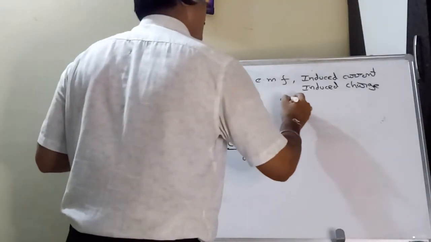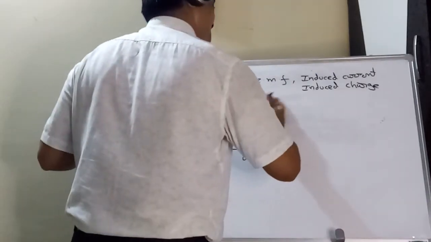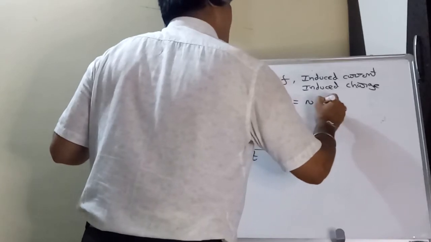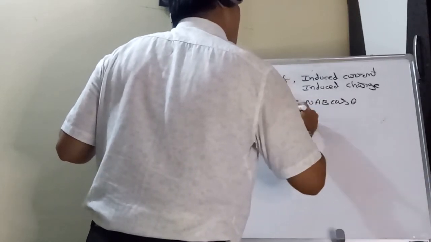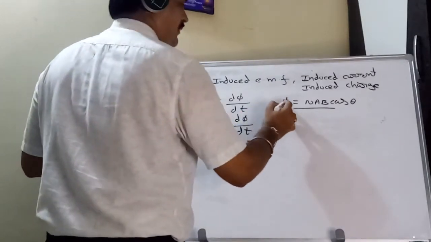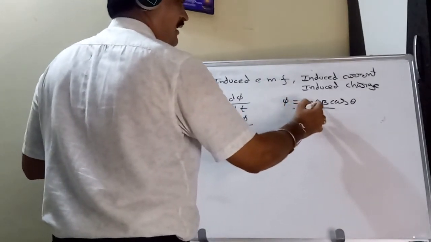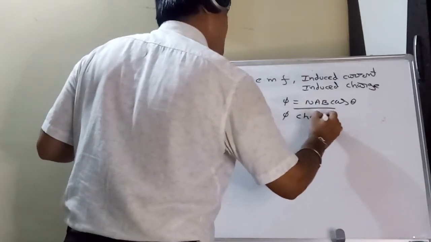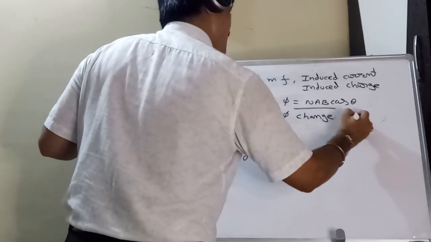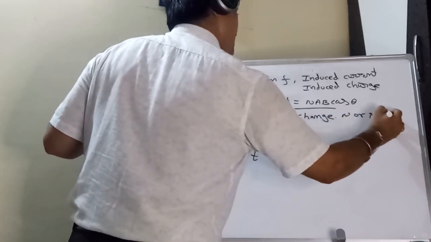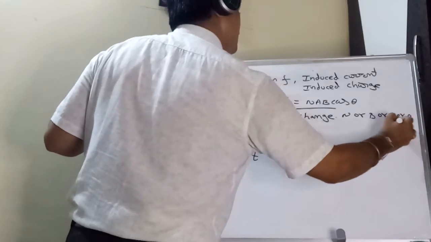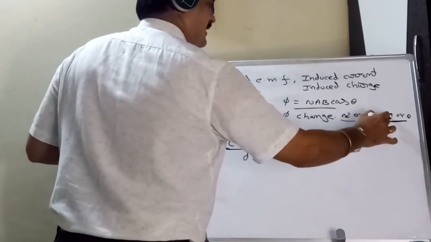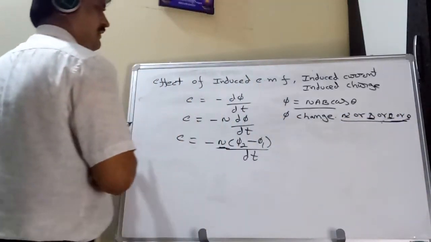Here phi is equal to N A B cos theta. So the magnetic flux changes if N, B, A or theta changes. Phi changes with N the number of turns, B the magnetic field, A the area, and theta the angle.